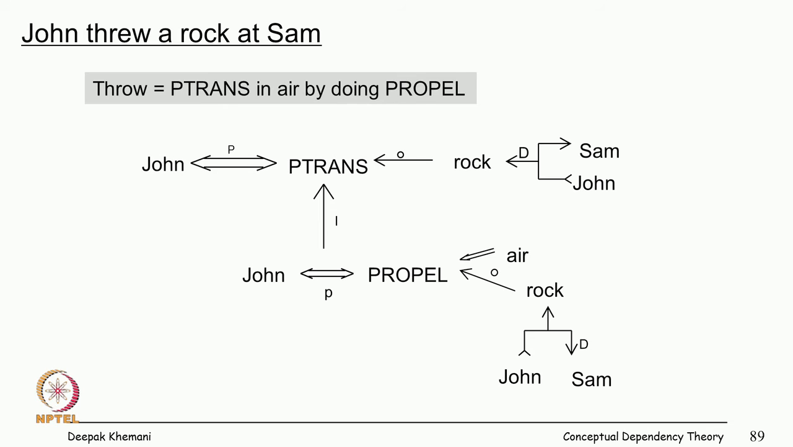If you say John threw a rock at Sam essentially. So, again, throw can be modeled as p-trans in the air as a result by doing propel. So, John p-trans the rock towards Sam and the propel action was on the rock and in the air again towards Sam essentially.